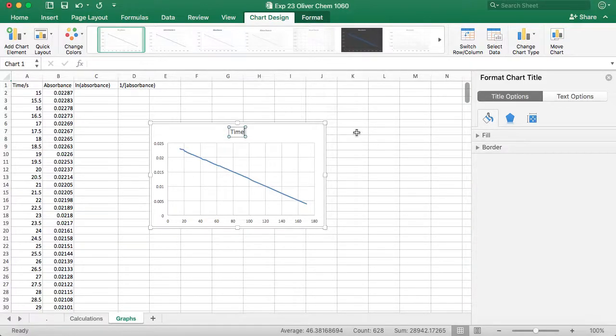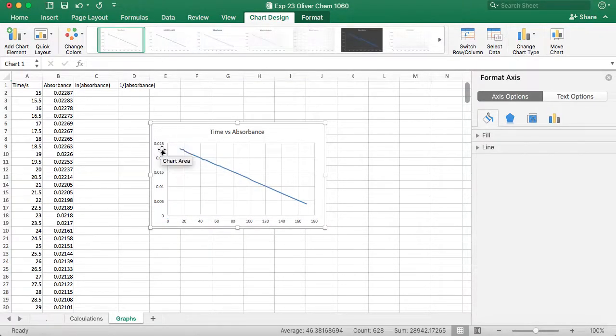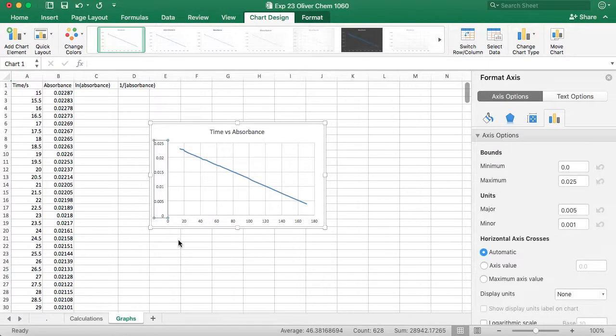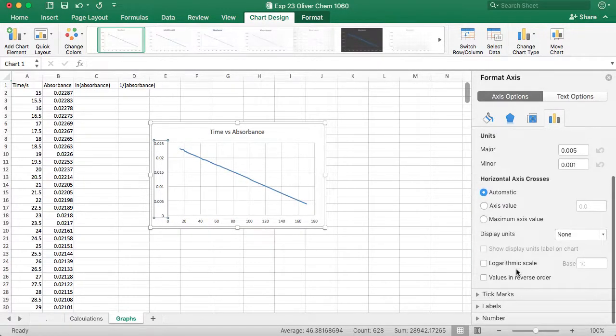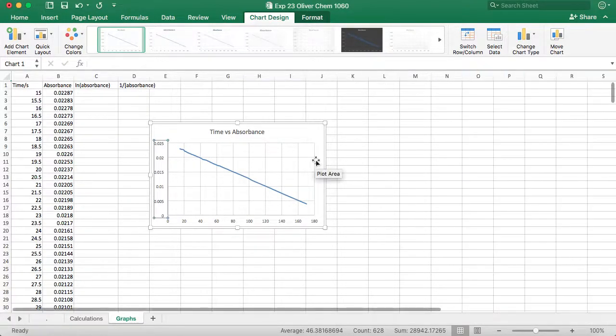Alright, so time versus absorbance. And you should definitely put in your axes. To do that, I right-clicked on my mouse and format axis. And you can, yours might be a little different, but you can add titles to it and whatnot.